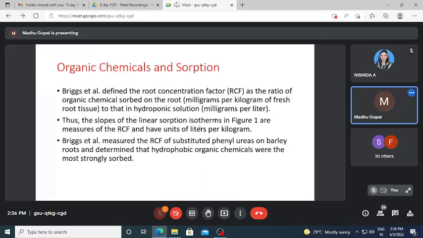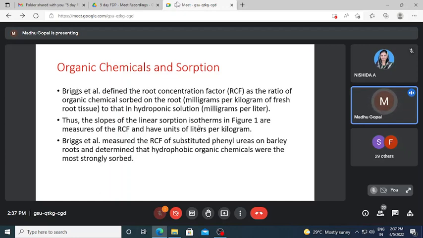Then, anyway, we'll continue the discussion on organic chemicals and sorption. As we have seen earlier, during the last 30-40 years, a lot of experimental work has been done, not at the field level. Most of the studies are at the laboratory level. So, a group of scientists, Briggs et al., defined the root concentration factor. It is called RCF, root concentration factor, as the ratio of organic chemical sorbed on the root to that in hydroponic solution. So all the material may not come to the root.